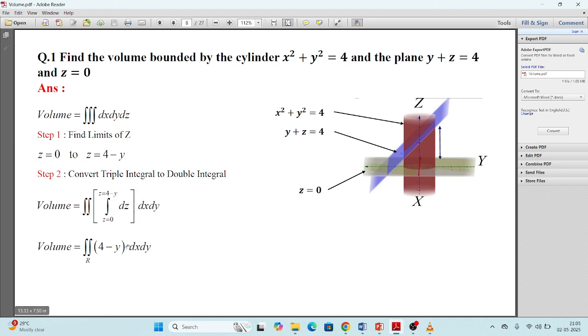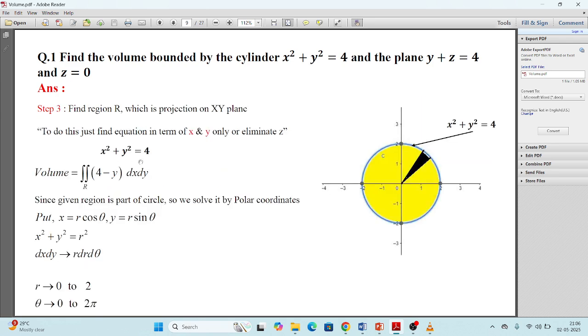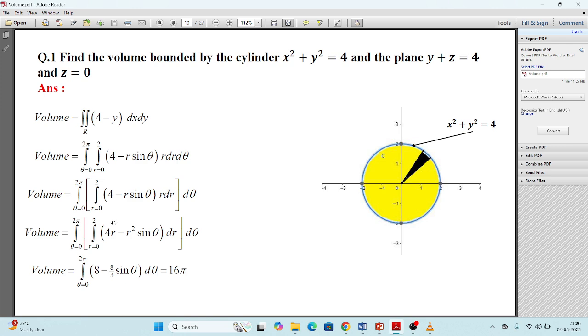Then to evaluate integration with respect to x and y, we will try to find one equation which is free from z. So there is an equation present which is a circle with center 0, 0, radius 2. So we will consider a conversion for a circular region as x equals r cos theta, y equals r sin theta, and evaluate the integration as per the circle. This is our final answer.